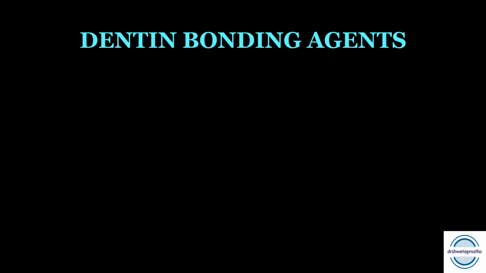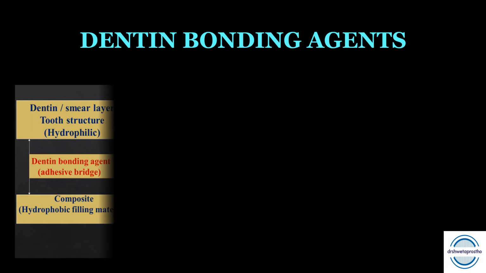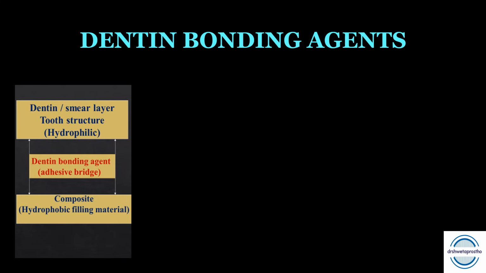Now let us understand the dentine bonding agent. What is a dentine bonding agent? It is a thin layer of resin which is applied between the conditioned dentine, that is the dentine or the smear layer tooth structure, which is hydrophilic in nature, as we can see in the picture, and on the other side there is the resin matrix of the composite, which is a hydrophobic filling material. So it has to form an adhesive bridge between the hydrophilic and the hydrophobic end.